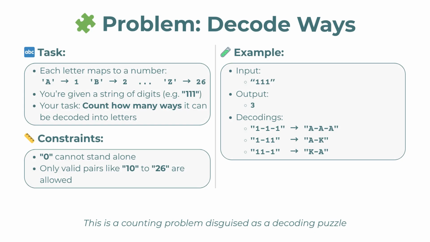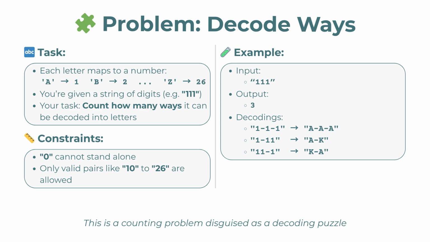Here's the problem. Each letter maps to a number. A is 1, B is 2, all the way up to Z as 26. You're given a string of digits, like 111, and your task is to count how many different ways it can be decoded into letters. But there are a couple of important rules.